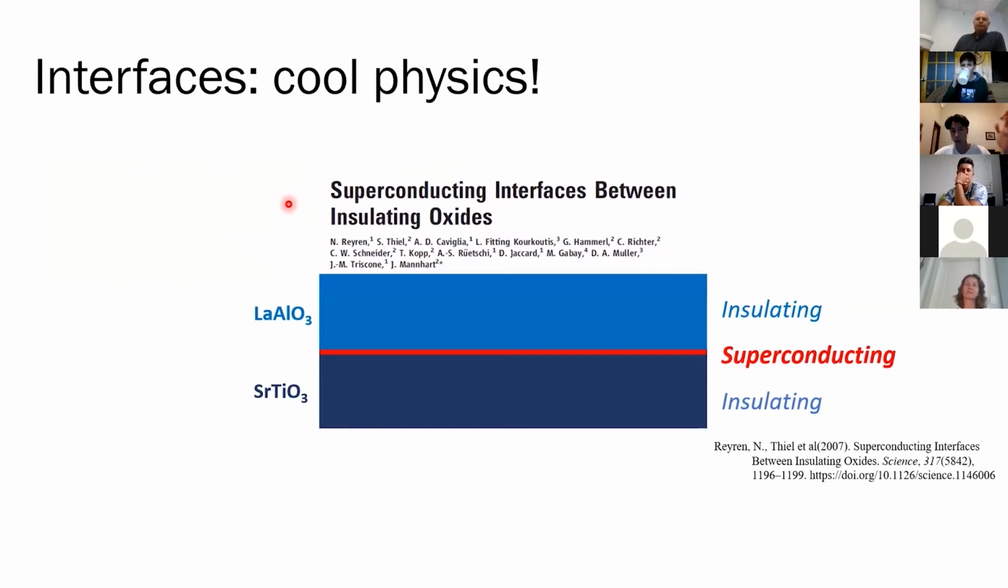So why do we want to look at interfaces? Well, interfaces are a great playground for a lot of really cool and interesting physics. So one example is between these two oxide materials. At the interface between them, where they're bonded to each other, it actually shows a completely different behavior than the two materials. The two materials themselves are insulating, so they don't conduct any electricity. But if you cool down the interface enough, you can actually make it superconducting, meaning that it conducts electricity with zero resistance, which is completely different from the insulating behavior of the two oxides.